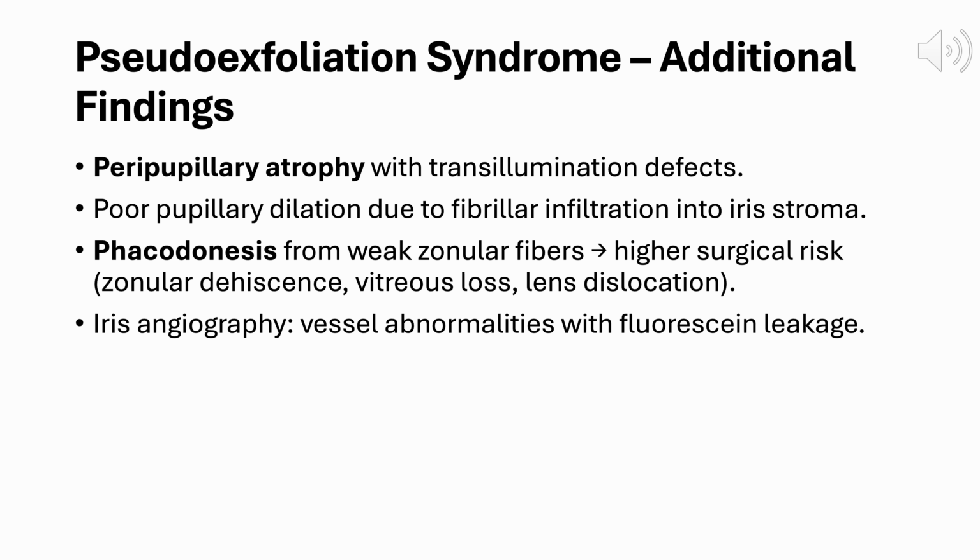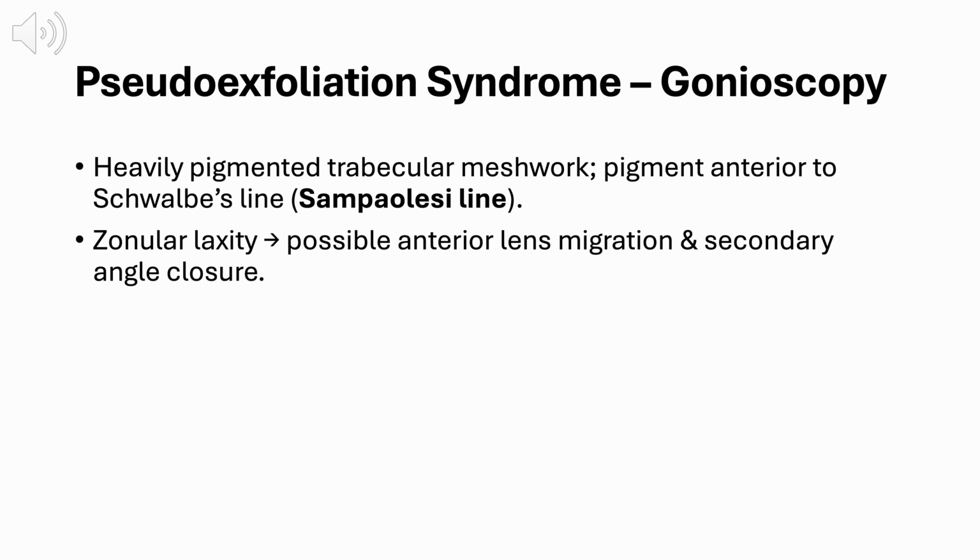On iris angiography, abnormal vessel patterns with fluorescein leakage may be seen, reflecting the vascular involvement of the disease. These findings not only aid in diagnosis, but also alert the clinician to potential surgical challenges and the need for careful preoperative planning.